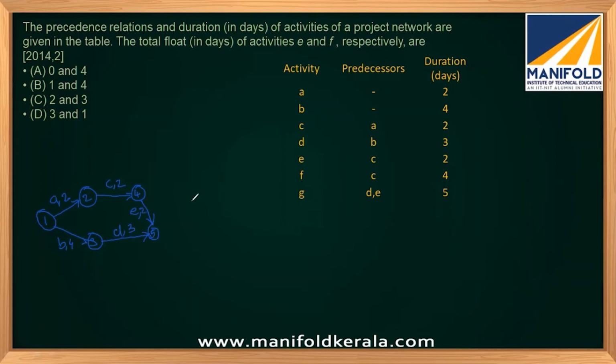Now we want to have G, and F is also starting from C. So G and F also have to be merged because there will be a finishing event. So let's put G from here. It's my 6th node. This is G of duration 5, and this is F. F is having how much here? F is having 4. So this is how you can construct the network.